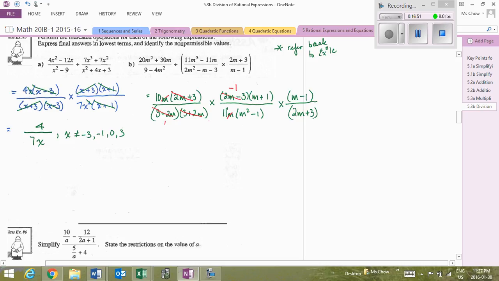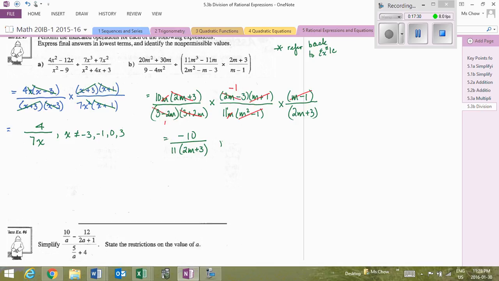reduce. And then we've also got m plus 1 and m minus 1, and this is our difference of squares, m squared minus 1. So I could use another line to factor those, but I already know that m plus 1 times m minus 1 makes my m squared minus 1, so I can take that out. So I'm simply left with 10 times negative 1 in the numerator, so negative 10, and the denominator is going to be 11 times 2m plus 3.